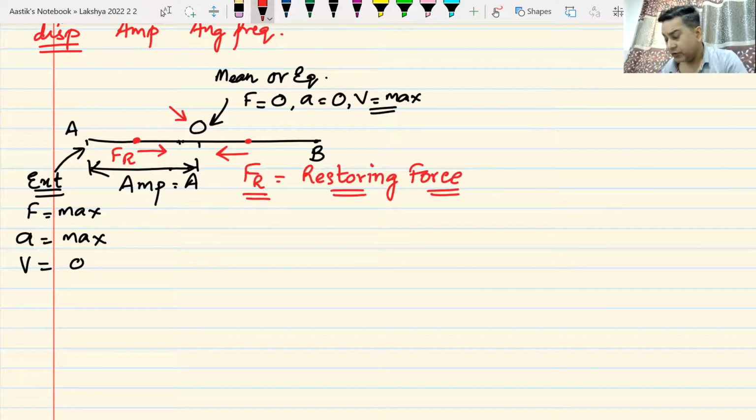Yes, sir. What is restoring force, if I may ask? Whenever the particle is moved from its mean position, a force will try to bring the particle back to its mean position. This force is known as restoring force. Do we understand this? Yes, sir. Please note it down. I'll give you a minute.